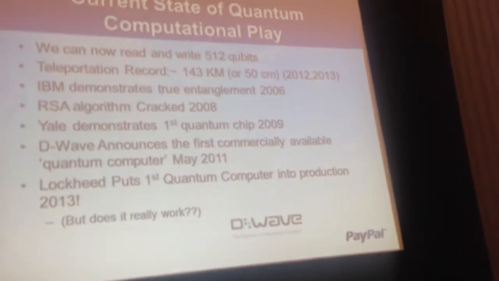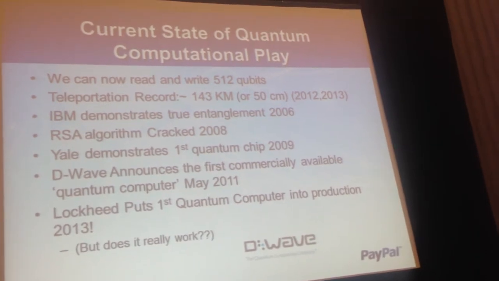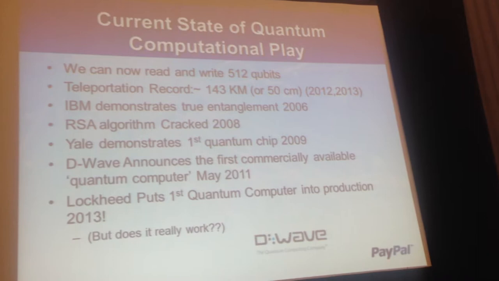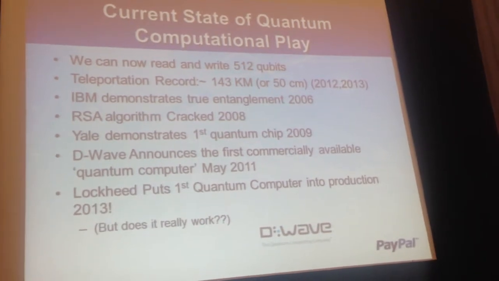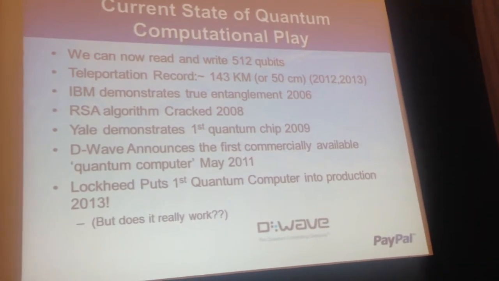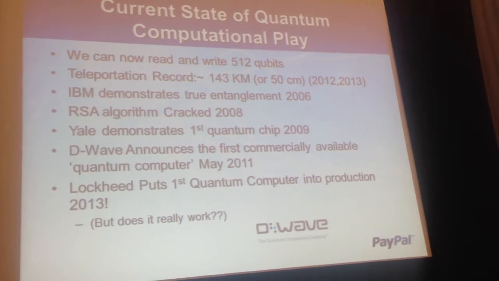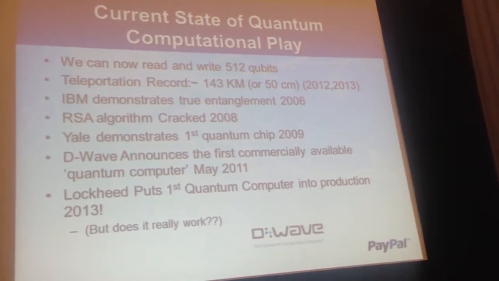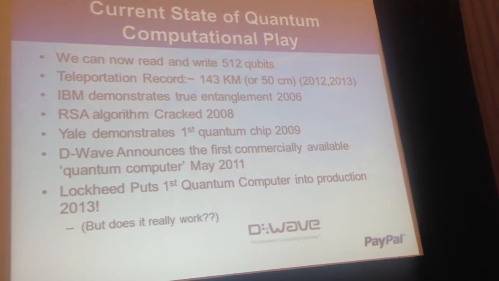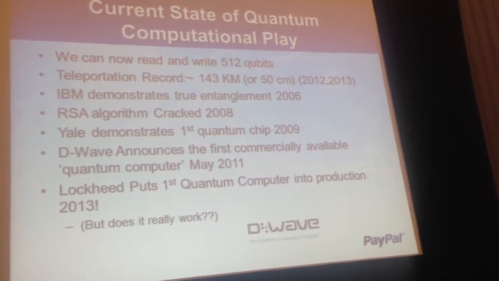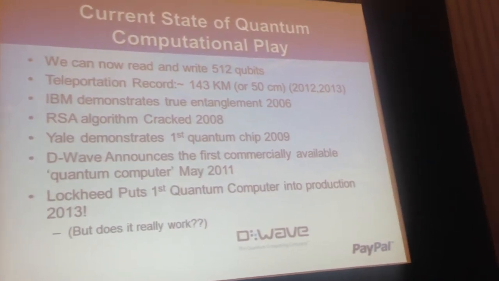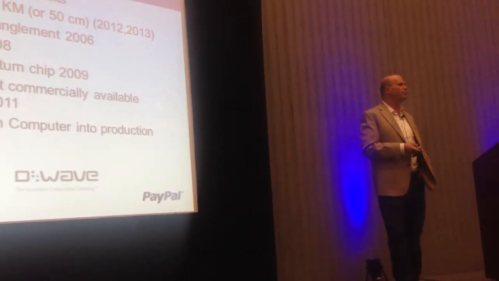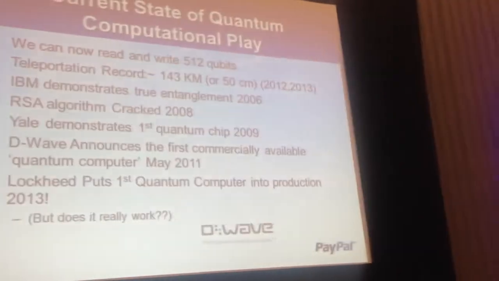What's our current state in quantum computation? I mean, this all sounds like science fiction. It's great, but it's maybe the wrong convention. Maybe I should have gone to the science fiction convention. No, it's all real. It's here. Google is actually going to run one. I'm not kidding. So what's our current state of play? We can read and write 512 qubits. The D-Wave quantum computer, I think it's the D-Wave 2 model, now has a 512 qubit chip. You can buy it.